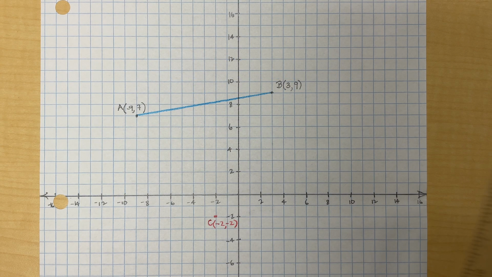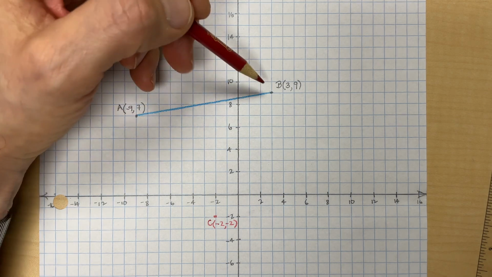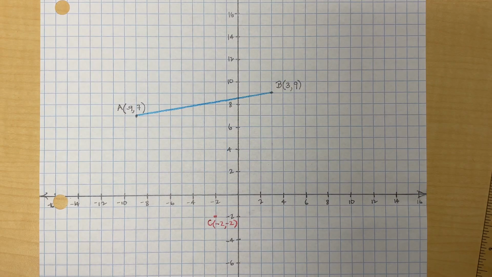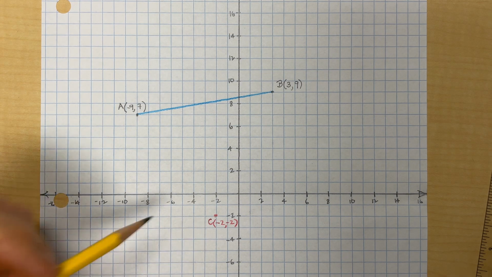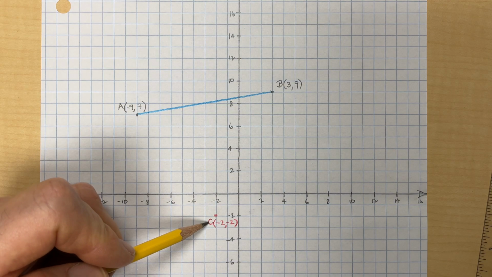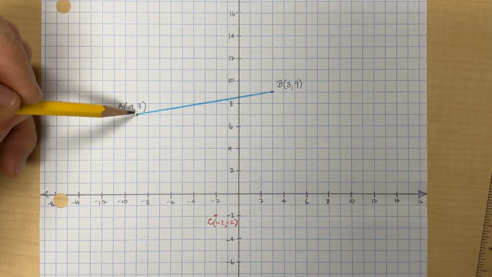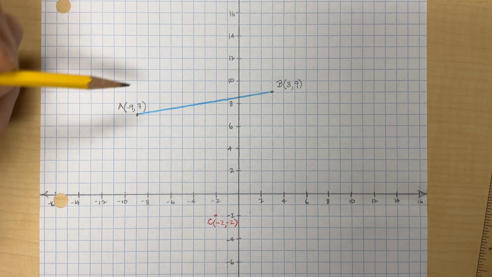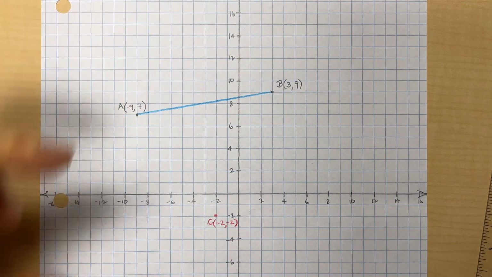We are going to do a dilation where we have a line segment AB, and we're going to take that line segment and make it smaller or bigger, because that's what a dilation does. In order to do a dilation, you need to have a center of dilation, and our center is located at (-2, -2). Our line segment has an endpoint A at (-9, 7) and another endpoint B at (3, 9).